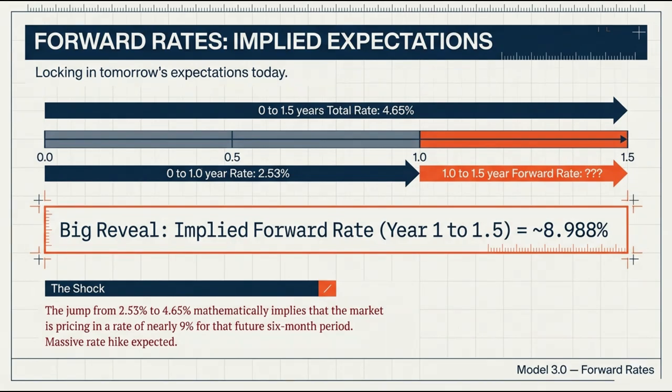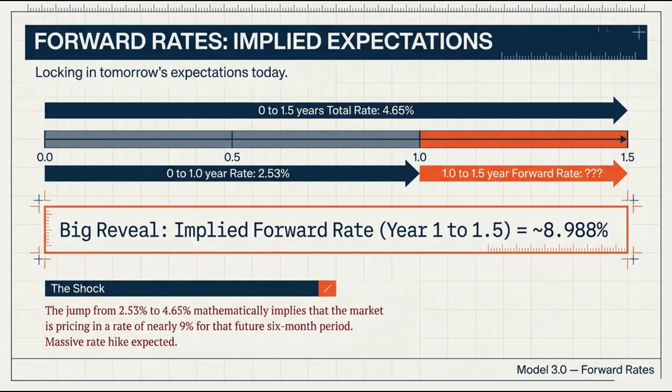It is. The total return from the long investment has to equal the total return from the short investment rolled over at the forward rate. We're looking at the period between time 1.0 year and time 1.5 years. And we just derived the rates for those points. Yeah. Our 1-year rate is 2.532%, and our 1.5-year rate is 4.650%. Right. So we use the formula, which is essentially the 1.5-year total rate minus the 1.0-year total rate divided by the time difference. When we crunch those numbers, the implied forward rate, F, comes out to approximately 8.988% per annum.